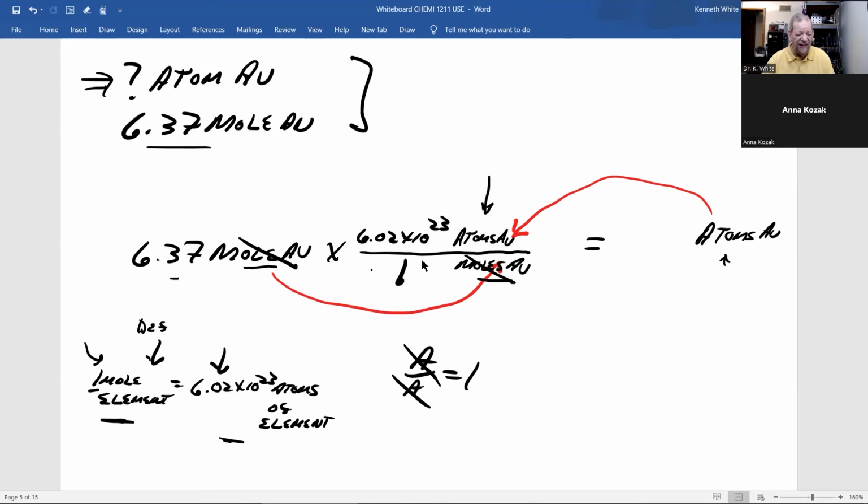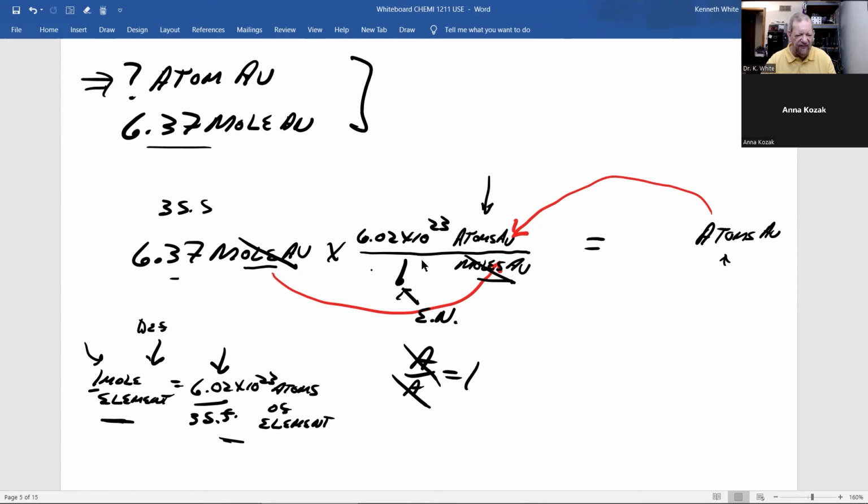And the 1 is a defined number. 6.37 is 3 significant figures. Avogadro's number is calculated, so the 1 here is an exact number, and exact numbers do not play a role in calculating how many significant figures your answer should have. And how many should it be? When you do multiplication or division, in this case multiplication, the answer has the same number of significant figures as the number you're multiplying or dividing that has the lowest significant figures.